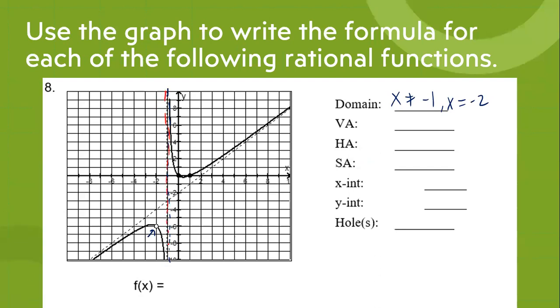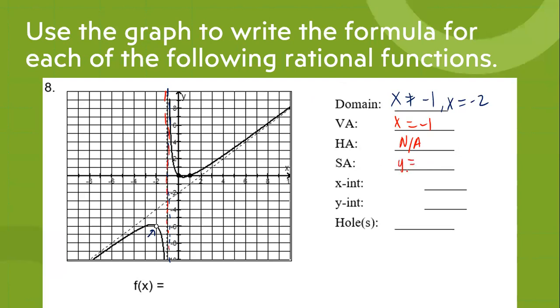You see how the graph curves? Yeah. Our vertical asymptote is at x equals negative 1. Do we have a horizontal? No, we have a what? A slant. And where's our slant?